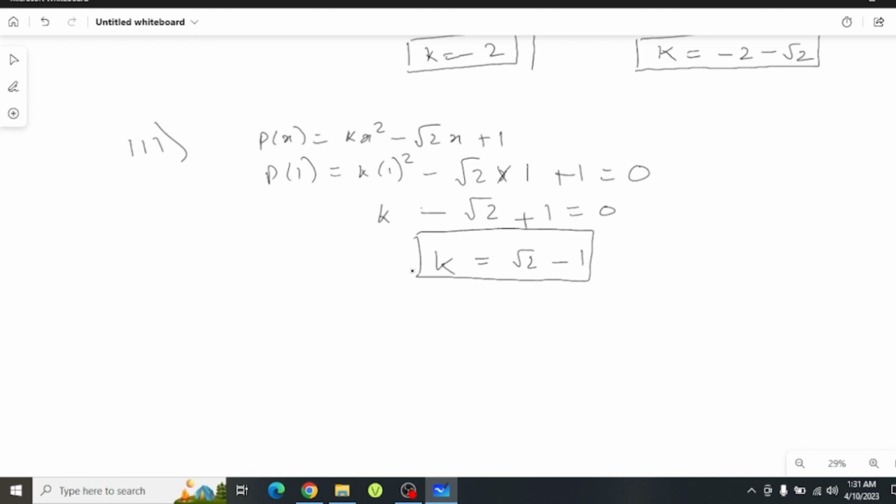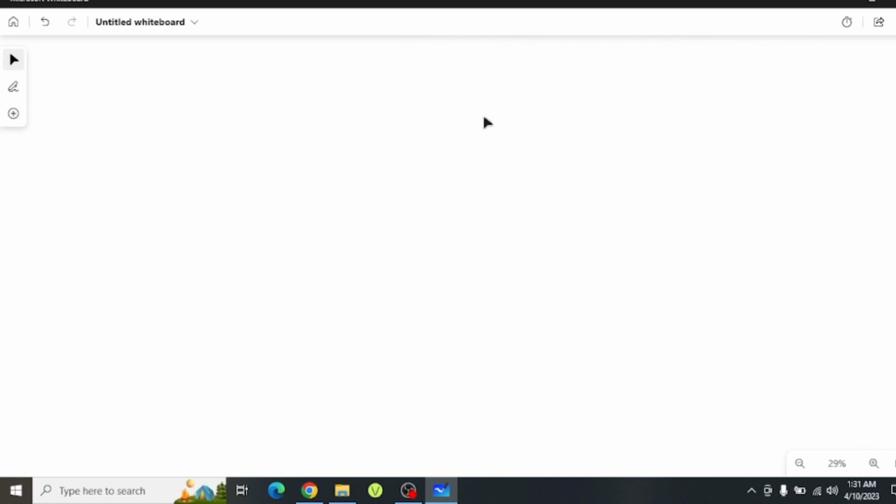Okay, so now we will see a few more applications of the factor theorem. So now we will do question number 4, where we have to factorize the polynomial, and we will start with the first part. So the first part is 12x square minus 7x plus 1.